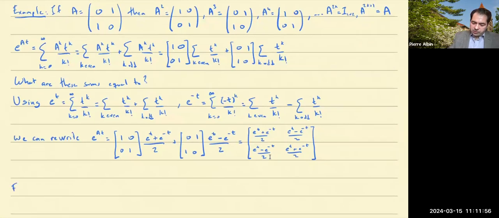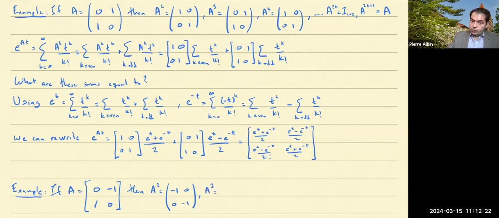Okay, here's a similar example. Suppose A is again off diagonal, but now minus 1, 1, 0. So if you square that, you're going to get minus 1, 0, 0, minus 1. If you cube that, you're going to get 0, 1, minus 1, 0. Raise it to the fourth power, and you get the identity matrix. And then it starts repeating, because we got to the identity matrix.